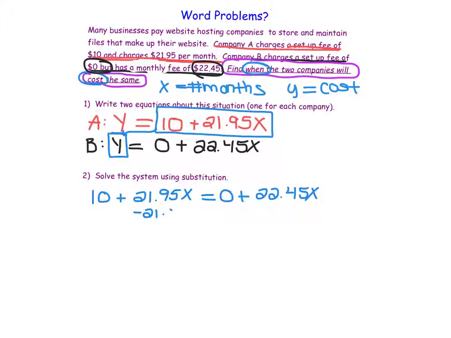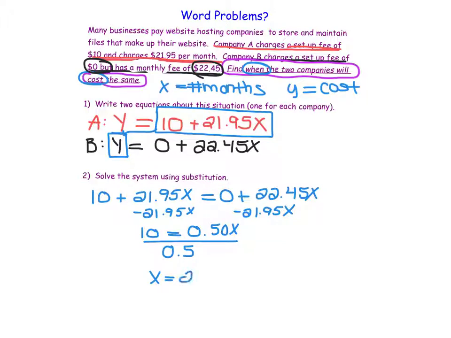So we subtract 21.95x from each side. So I end up with 10 is equal to 0.50x. Divide both sides by 0.5. And I find that x is equal to 20. And remember, x is our number of months, so x is equal to 20 months. So what I found here is that at 20 months, both of these costs will be exactly the same.